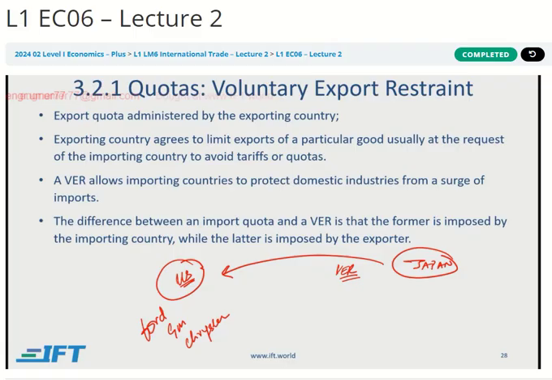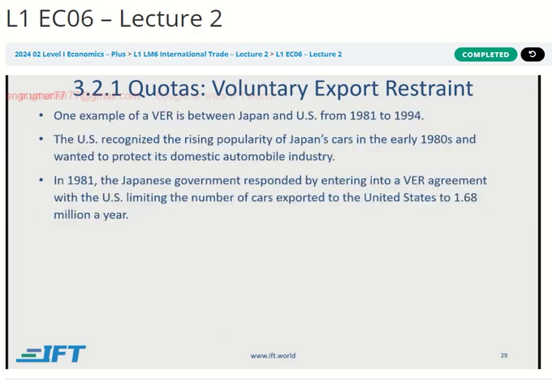Now, in this case, obviously, the US government is not going to get any additional revenue, right? There is no additional revenue. And this is a true story. From 1981 to 1994, there was an example of this, which was restricted to 1.68 million cars going from Japan to the US.